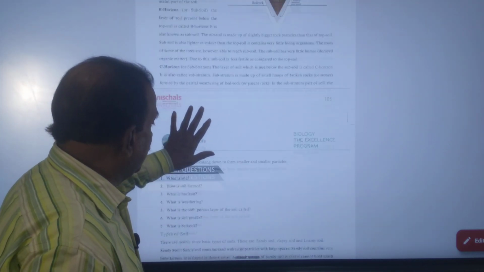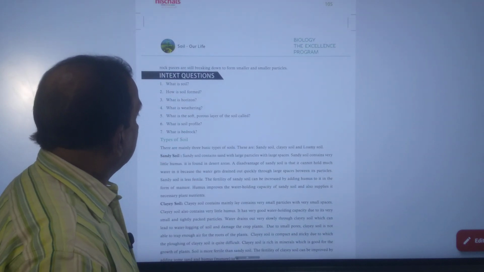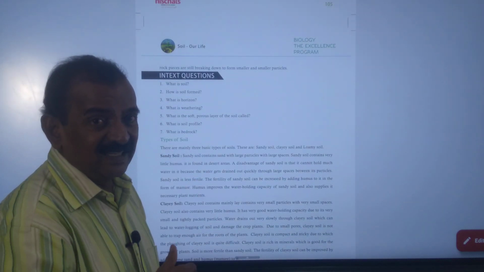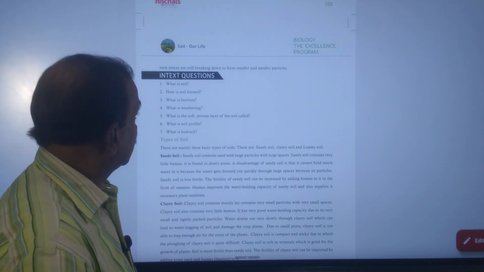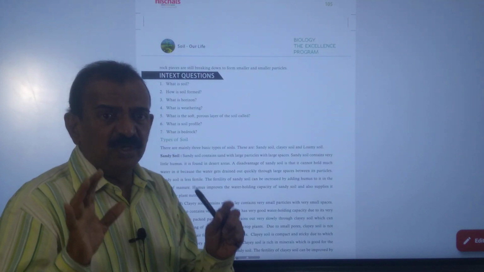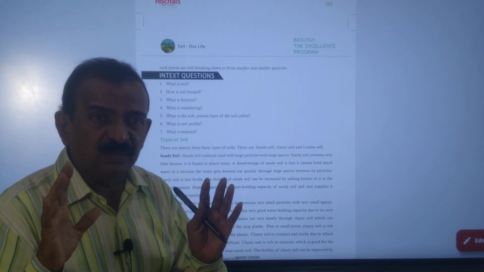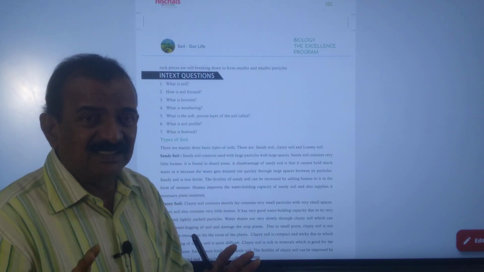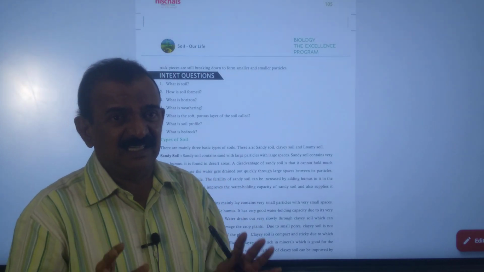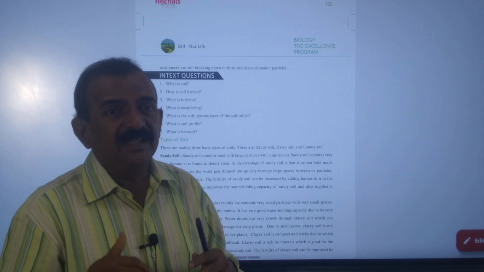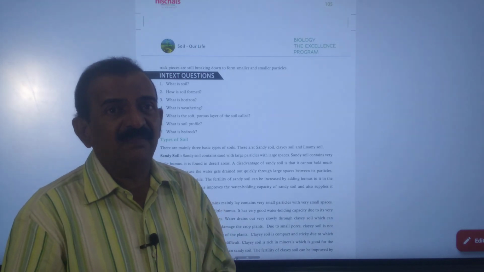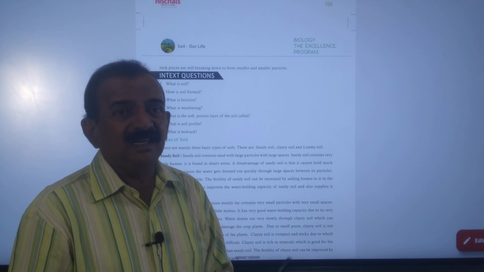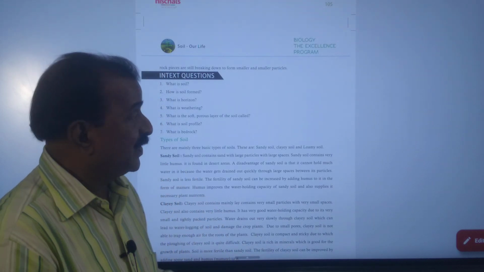Now we need to understand the 7 questions given in the textbook, that is the text questions. So what is soil? Here the uppermost layer of the earth's crust is called soil, and it is formed by the weathering of rocks, and that is called soil. That is the answer you need to write for this question.